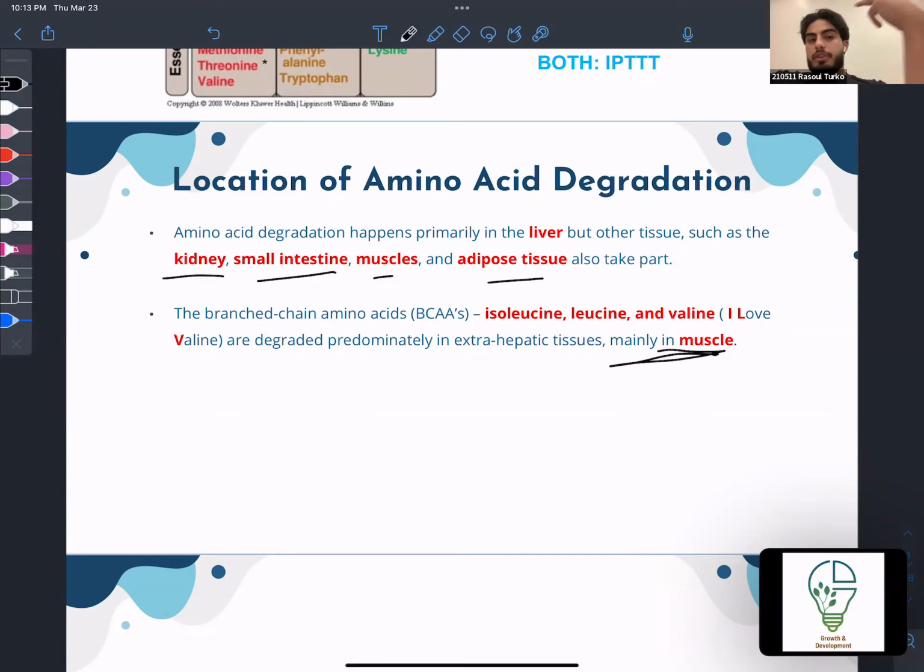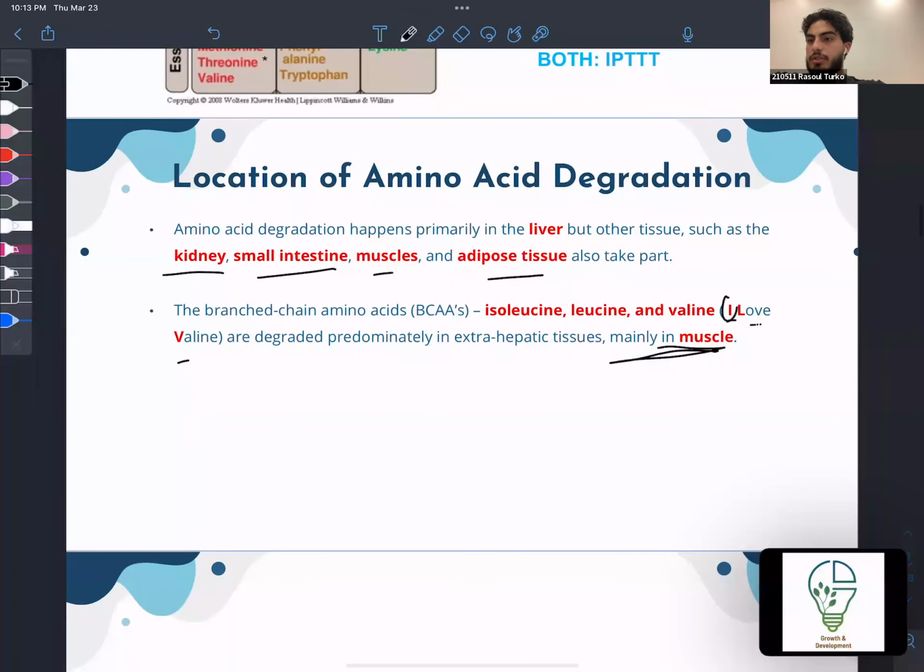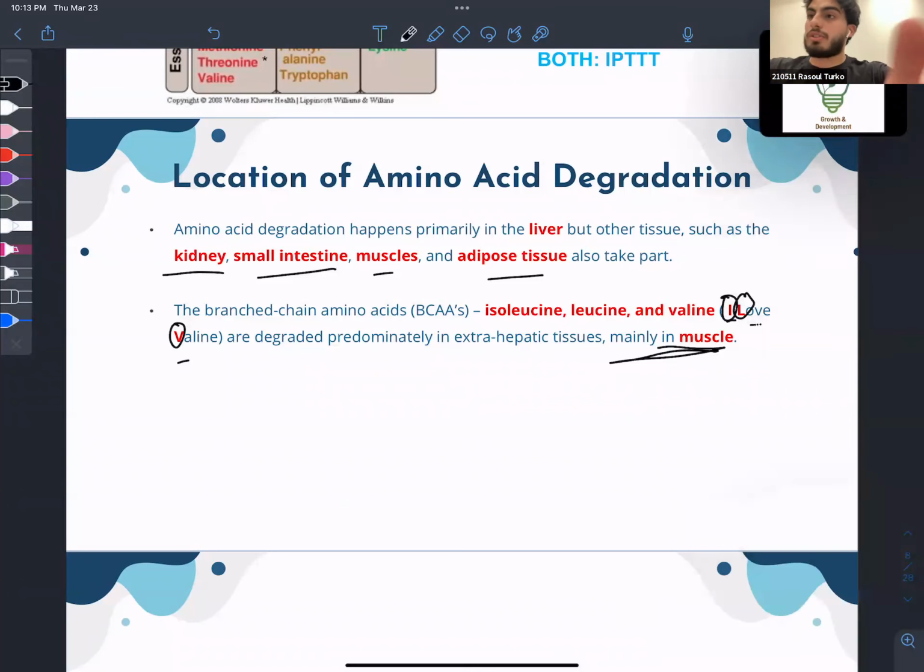Okay, so they are 3 amino acids, and the mnemonic we have for them is I love valine, which is isoleucine, leucine, and valine. So all you have to know for now is that there is such a thing called BCAAs, which is branched chain amino acids, and they are isoleucine, leucine, and valine, and they are broken down in the muscle. This is all the doctor talked about so far. You will get more in depth about it in later lectures.